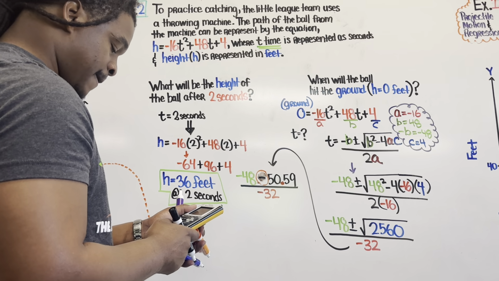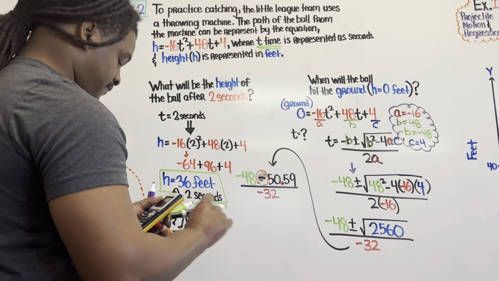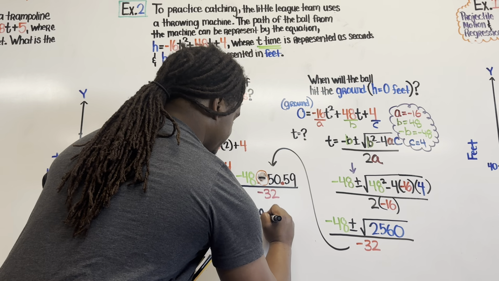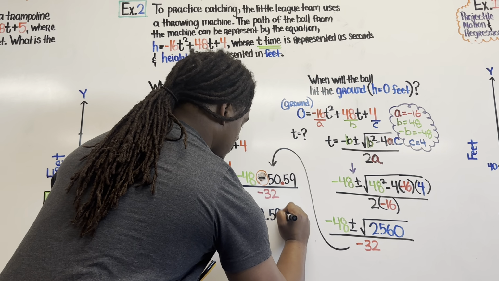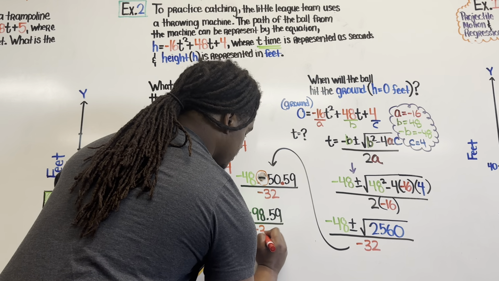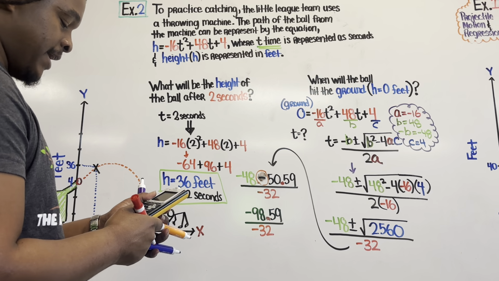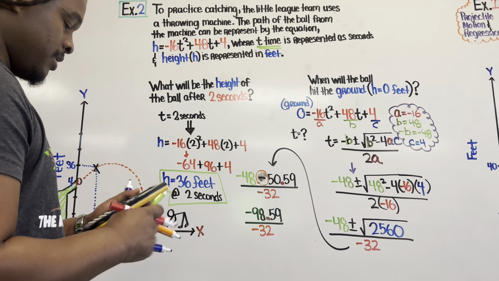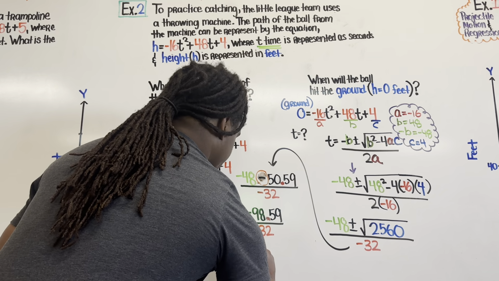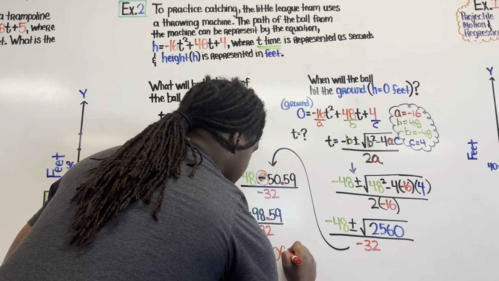We have negative 48 minus 50.59, which is negative 98.59. And we still need to divide by negative 32, okay? And then negative 98.59 divided by negative 32 is 3.08. So 3.08 seconds.